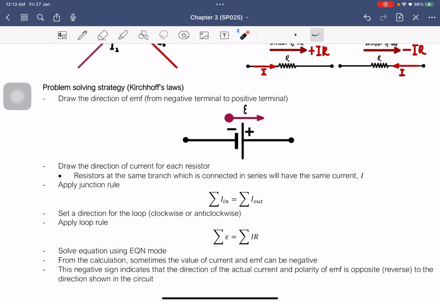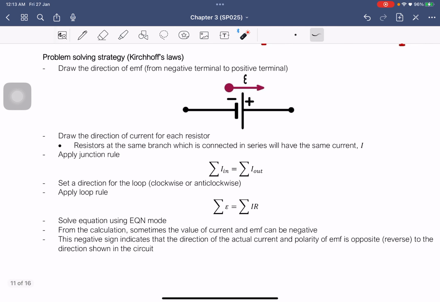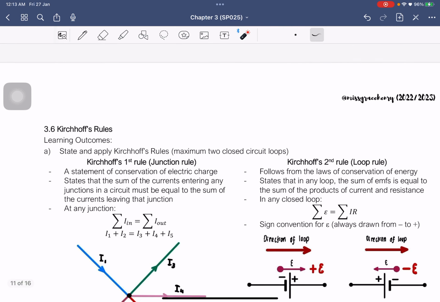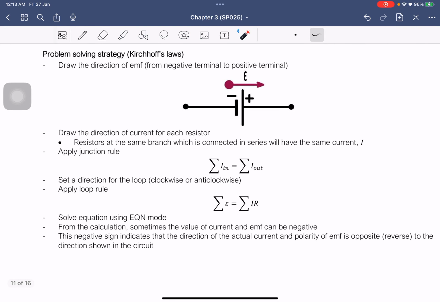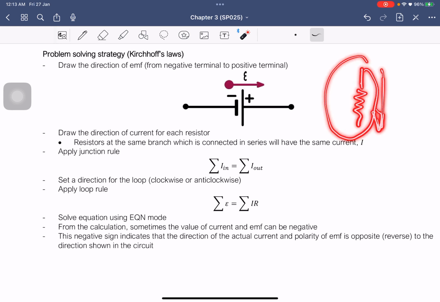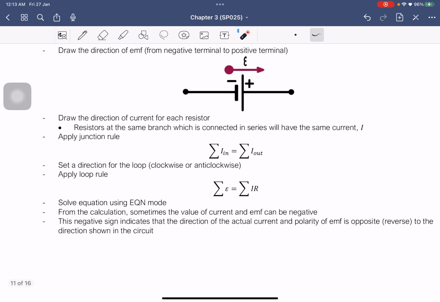So always start by drawing the direction of EMF from negative to positive, and then draw the direction of current untuk each resistor. Okay, so kamu akan lukis current tu dia bergerak macam ni untuk each resistor. And then you have to apply junction rule. So resistors at the same branch, which are connected in series, will have the same current lah. Kamu tahu juga kan characteristics of resistors in series, it will have the same current.